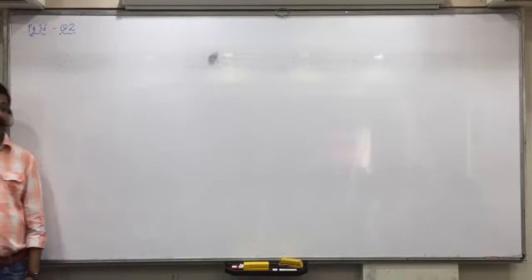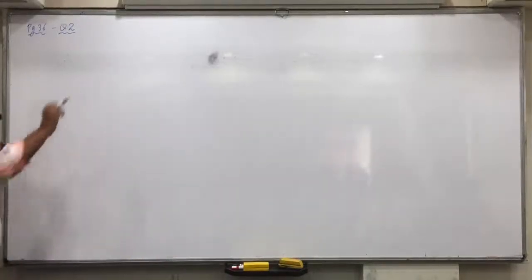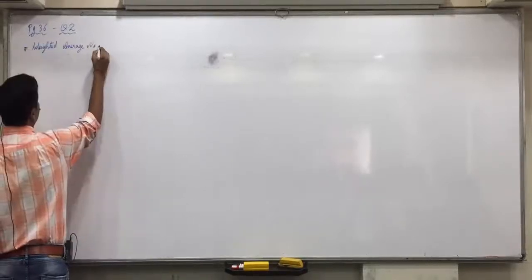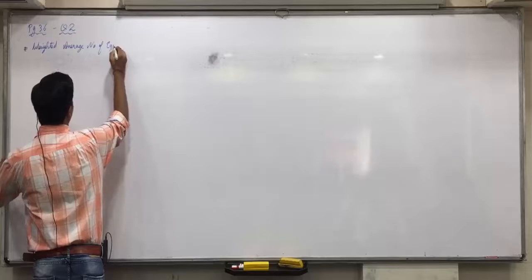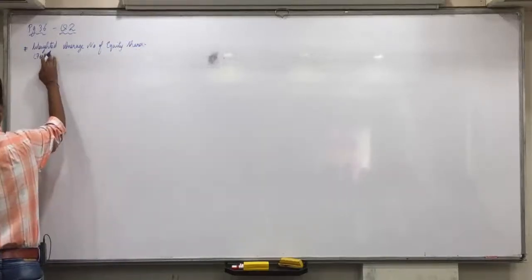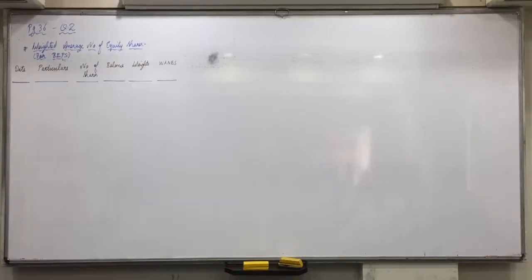Calculate the weighted average number of shares outstanding on 31/12. First we do it for basic EPS, then we do it for diluted. Okay? Give the heading: Weighted average number of equity shares, in bracket for basic. Columns: particulars, number of shares, balance, weights. We're still making the columns. So shall I start with it?